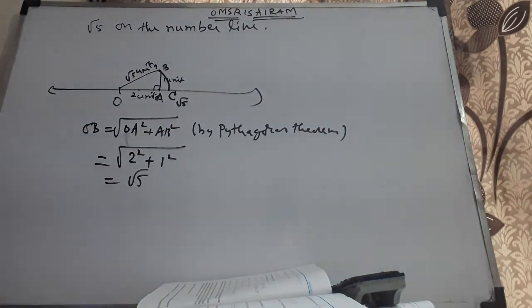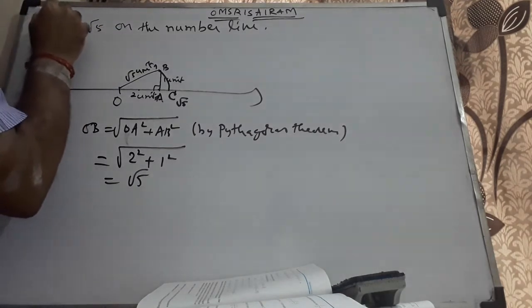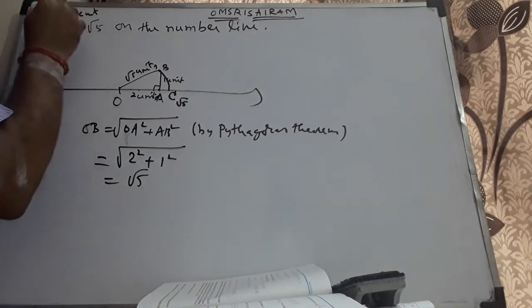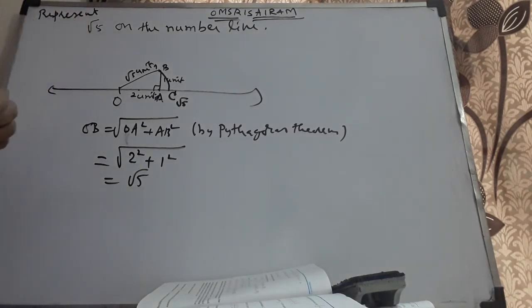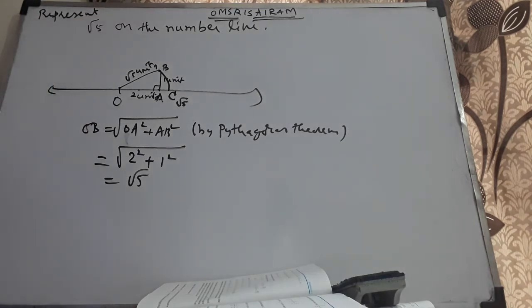Let me explain once again. The question given to you is: represent root 5 on the number line. I'll draw the number line, simply a real line. I'll mark one point O, which is supposed to be the point 0. Towards the right of 0, every point is considered to be positive. Towards the left of 0, every point is considered to be negative.